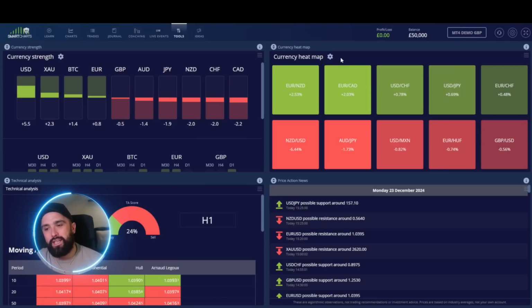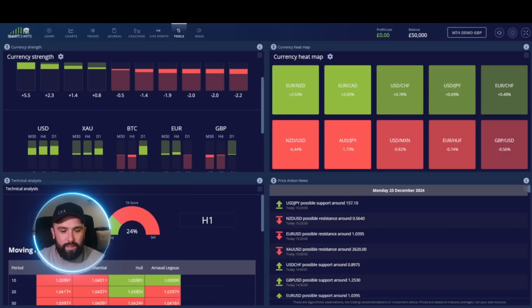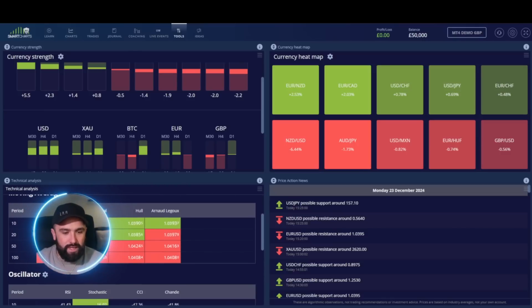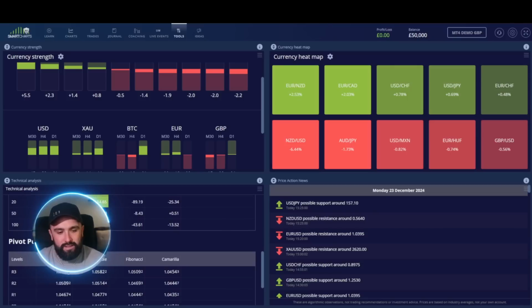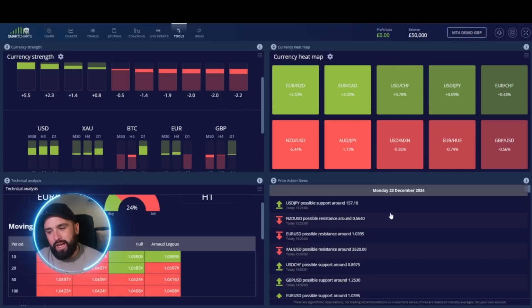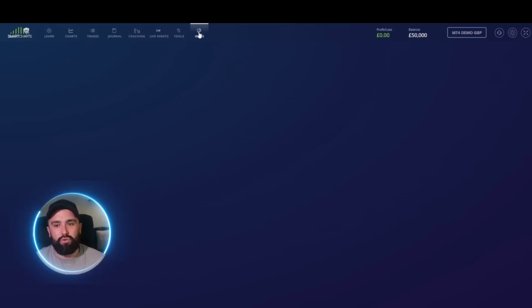Over here we've got currency heat map, and then we've got our technical analysis section as well, where you can go down and you can see the different periods, see the oscillator, the pivot points, etc. And then over here we have price action news. So this is telling you that USD JPY possible support around 157.10, which is obviously very good, because if you're doing the support and resistance, you can confirm or deny if it's like another confluence again. So if you've got that support already in, it makes you feel a little bit good, and obviously reassures yourself that you're doing it.